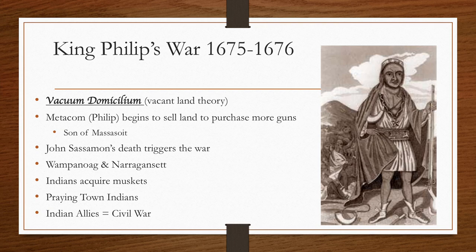You know, the English are constantly taking land. They take an old Roman law, vacuum domicilium, vacant land theory, and believe that the Indians don't own the land. They don't deserve the land. They vacated the land, and they have a right to it.